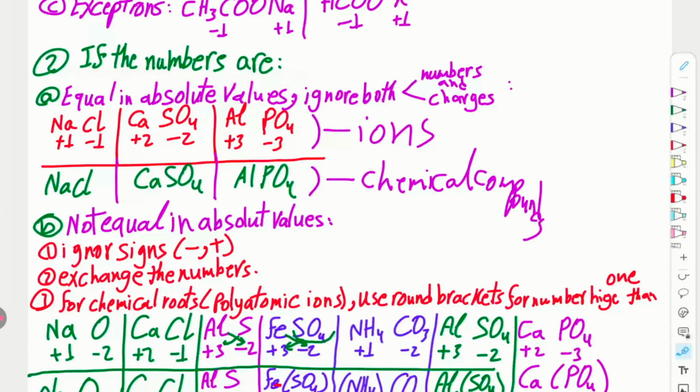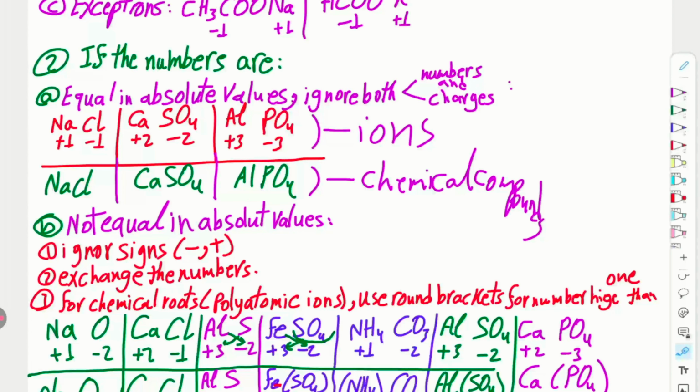Here we have two options. Number 1, equal in absolute values. Again, my friends, here we have to pay attention to the numbers. We don't care about the charges. When we put the positive ion left and the negative ion right, we don't care about positive and negative anymore. In the next steps, we care only about the numbers. So if these numbers are equal in the absolute value, what do we do here? We ignore both numbers and charges.